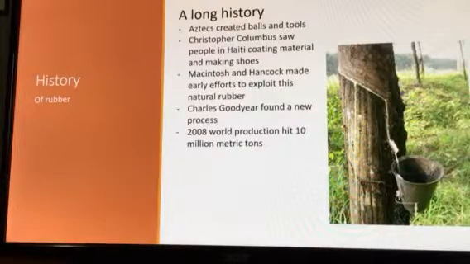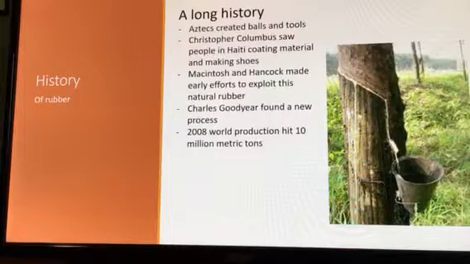Balls made of rubber were used by Aztecs in ceremonial games even before Christopher Columbus found the New World. On his second voyage to present-day Haiti, he saw natives using milk from trees to coat cloaks and brush into molds to make footwear and containers.